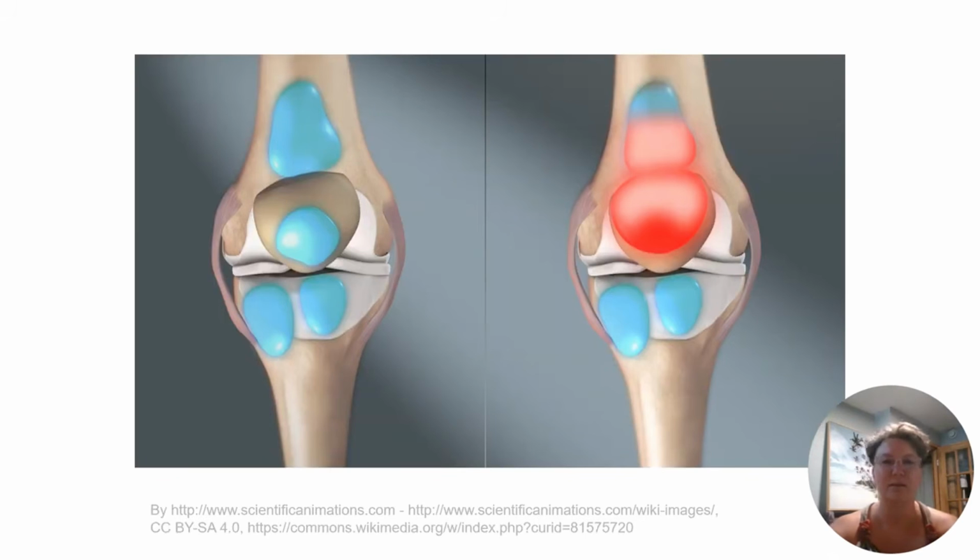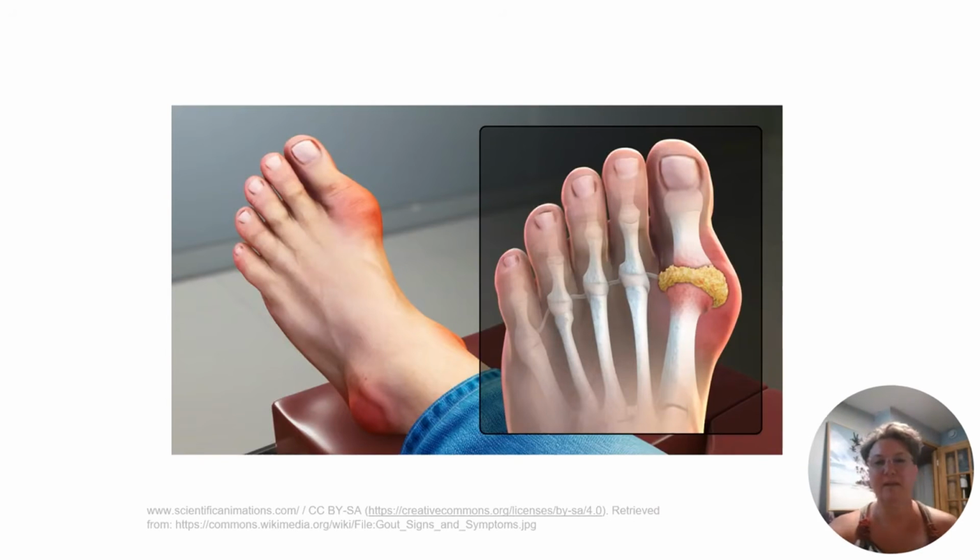Here we see inflammation and bursitis. Bursitis is inflammation of bursa, small fluid-filled sacs that aid in movement. This graphic shows inflammation of the bursa at the elbow. The picture here shows somebody who has gout. This is the inflammation caused by a deposit of uric acid crystals into the joint.